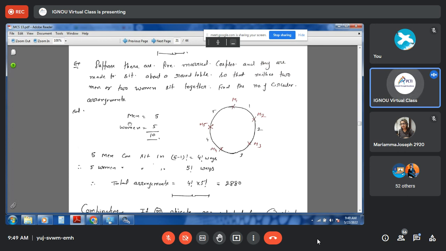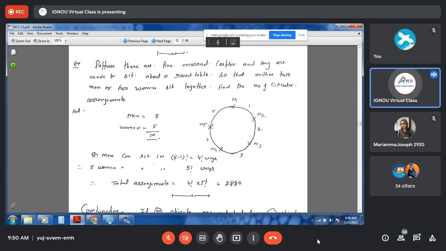Now from the 2 groups, you call 1 group first. First we call the men. All men should come and sit in a circle. So 5 men can sit in (5 minus 1) factorial, which is 4 factorial ways. Is it clear? Similarly, if someone wants to call the women first, they can, because the count is the same.